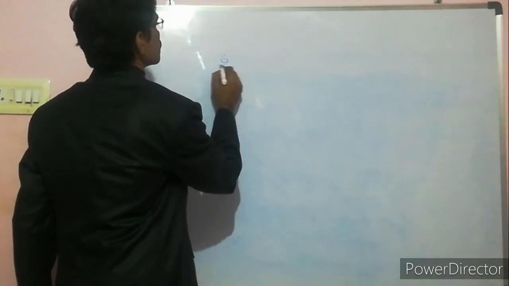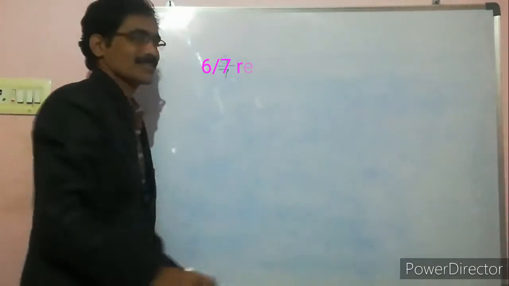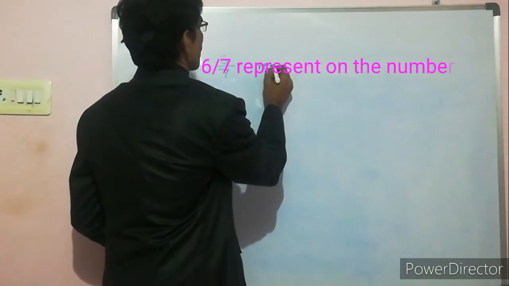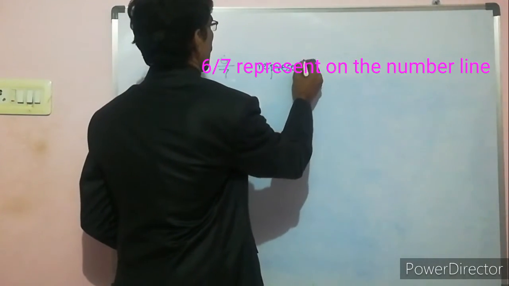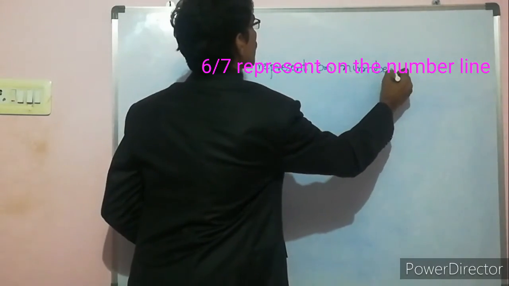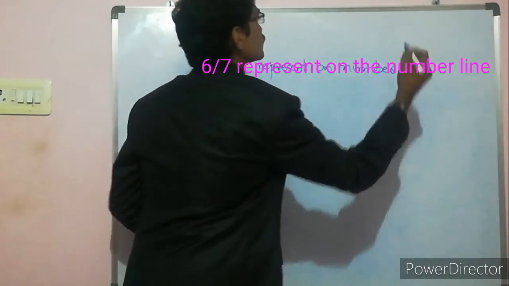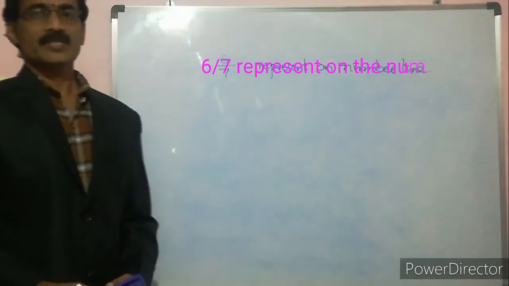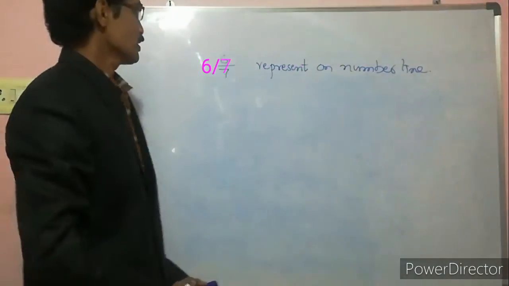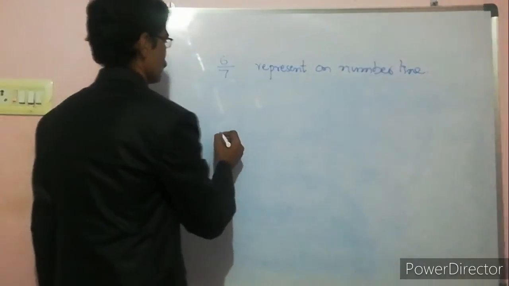For example, 6 by 7. So 6 by 7, represent on number line. So how can we represent 6 by 7 on number line? So let us take number line.